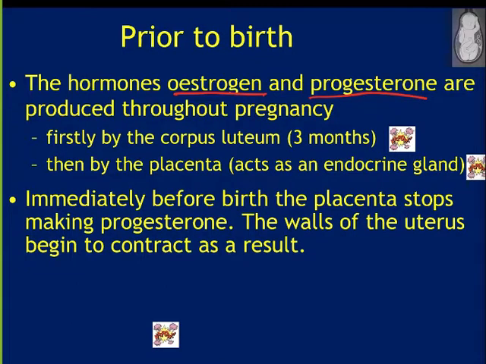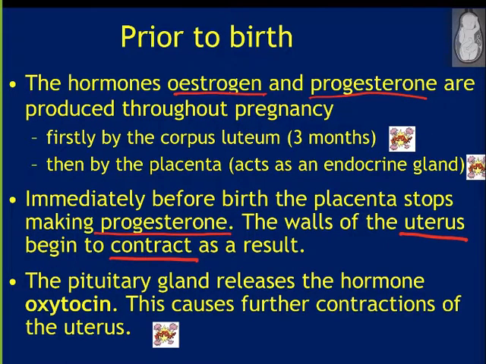Just before birth, your placenta will stop making progesterone, and then the uterus will start to contract. And there's one other hormone that's going to be involved. It's called oxytocin. And that makes your uterus contract even more. So now you're going to be in labor.